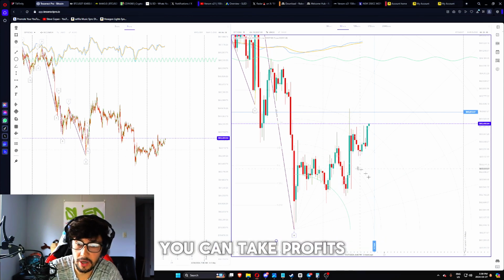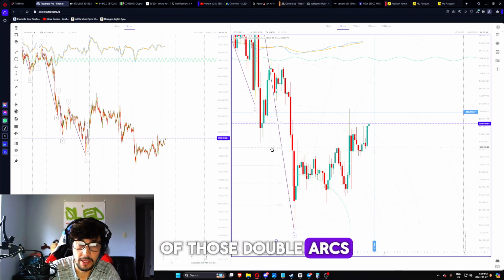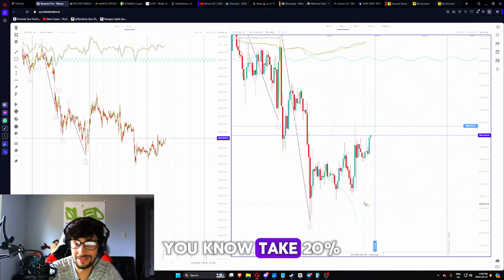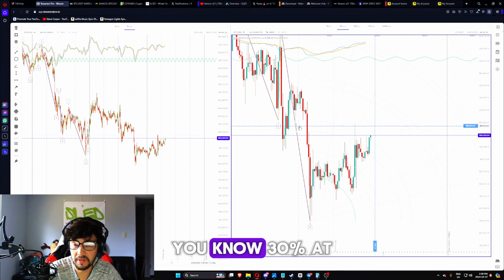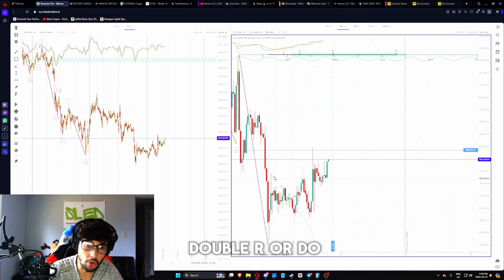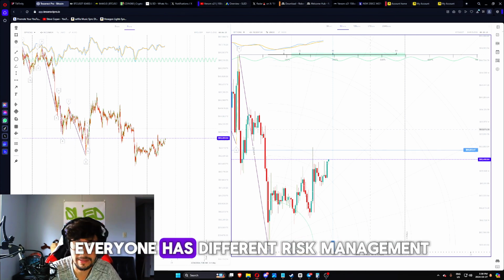Also, you can take partial profits at every single one of those double arcs. Great way to keep up with your risk management. Take 20% at the first double arc, 30% at the second double arc, another 25% at the third double arc, or do 10, 20. It's up to you. I'm not going to teach you risk management here, guys. Everyone has different risk management.